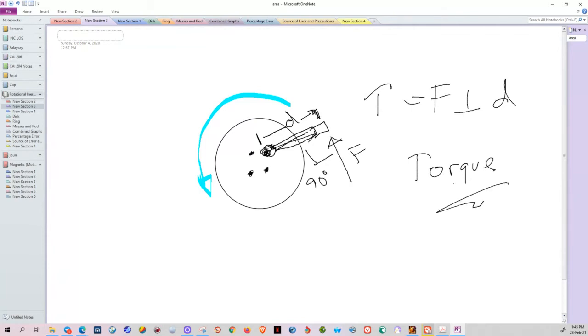What does it mean, torque? Torque is a force that is applied 90 degrees multiplied to d, a force that causes rotation. Clear? So torque is a force that causes rotation. Is that clear what it means, torque, Shabab? Is it clear what it means, torque?